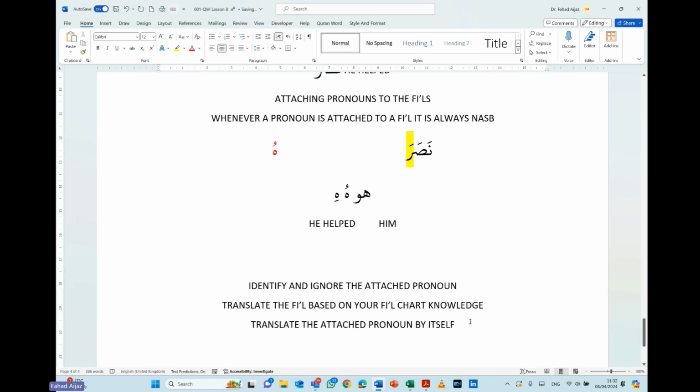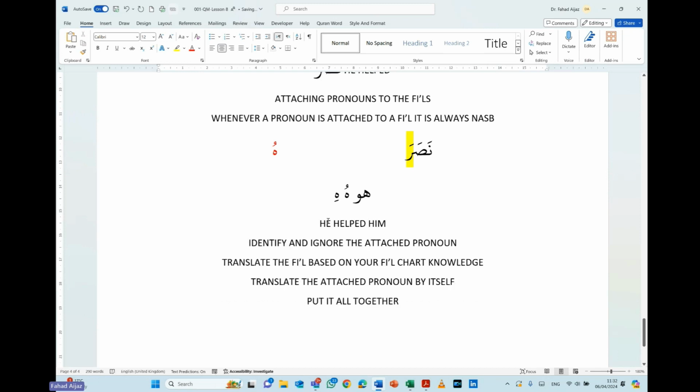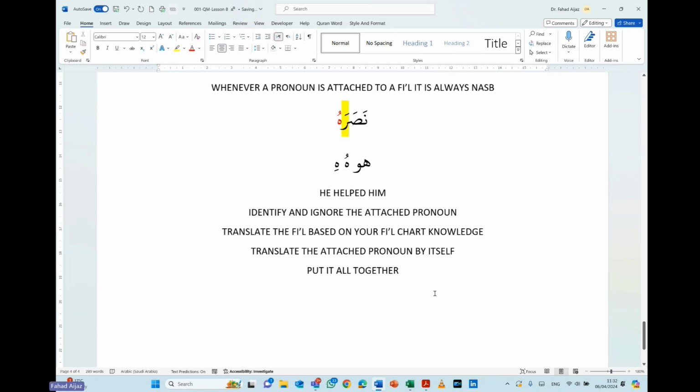And then the fourth step is put it all together, and you bring it all together. So this is a process that goes on in your mind when you try to decode this type of construct. When you look at this type of construct, that's the process you're going through in your mind. So you identify and ignore the pronoun which is attached, translate the fi'l, translate the pronoun, put it all together. And many times in the Quran, this type of construct is used.